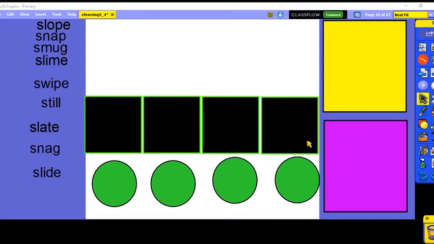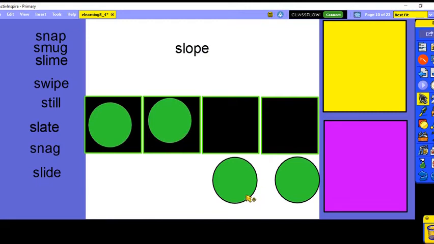We're going to move a counter every time we hear a sound to count it. We're also going to make 2 groups. We're going to sort some words. We're going to have some words that have short vowel sounds and some words that have long vowel sounds. So let's start with this word, slope. Let's count all the sounds we hear in slope.